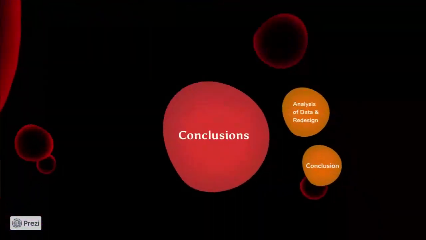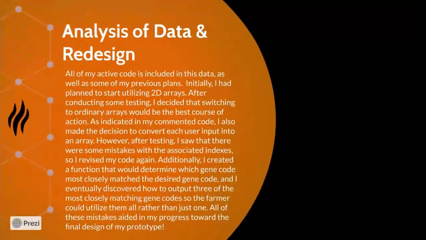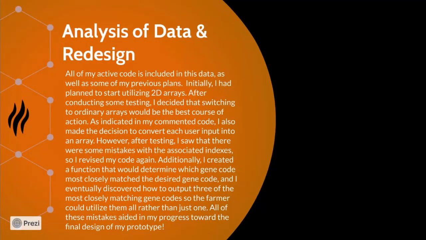Conclusions. Analysis of data and redesign. All of my active code is included in this data. Initially, I had planned to start utilizing 2D arrays. After conducting some testing, I decided that switching to ordinary arrays would be the best course of action. As indicated in my commented code, I also made the decision to convert each user input into an array. However, after testing, I saw that there were some mistakes with the associated indexes, so I revised my code again.